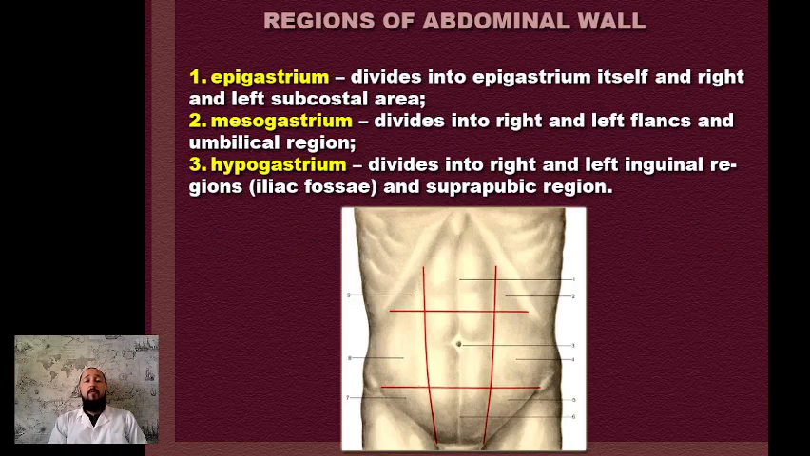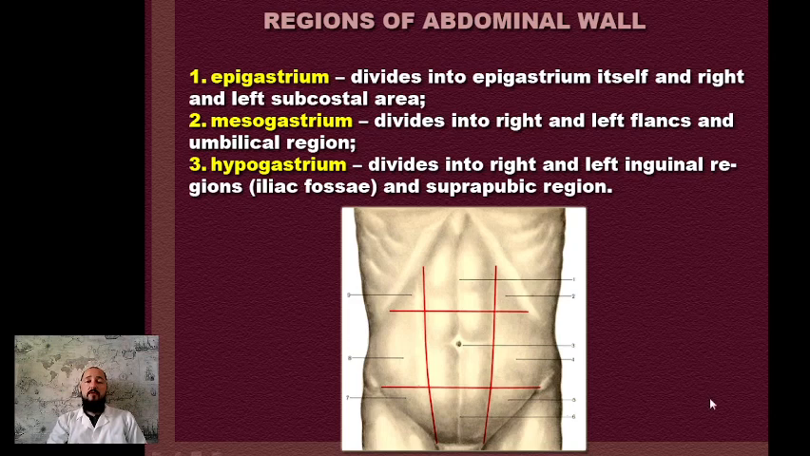Regions of the abdominal wall. There are the epigastrium, which divides into the epigastrium itself and the right and left subcostal areas. The mesogastrium divides into the right and left flanks and the umbilical region. And the hypogastrium divides into the right and left inguinal regions or iliac fossae and the suprapubic region.